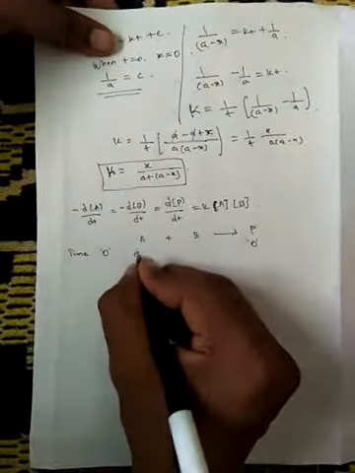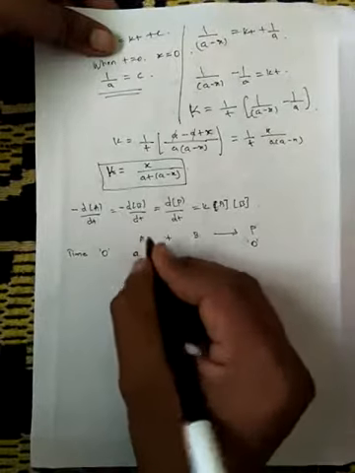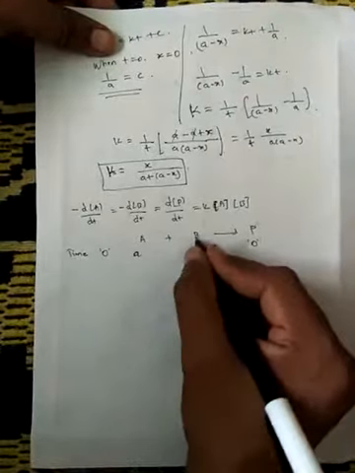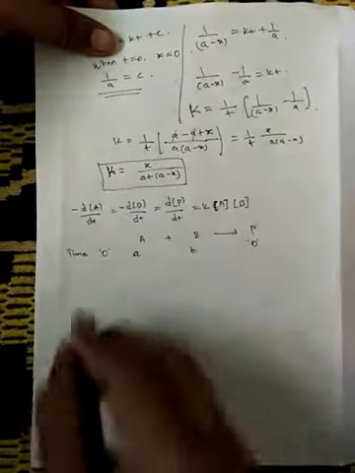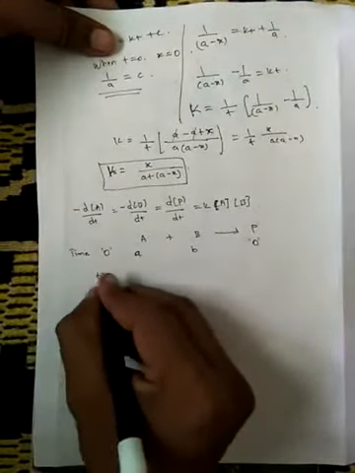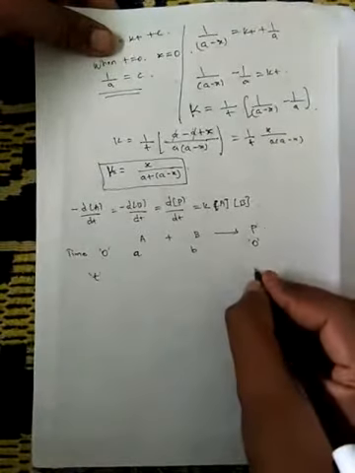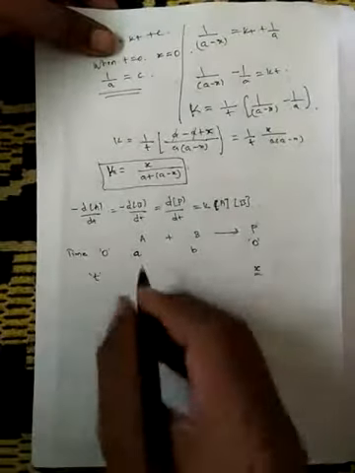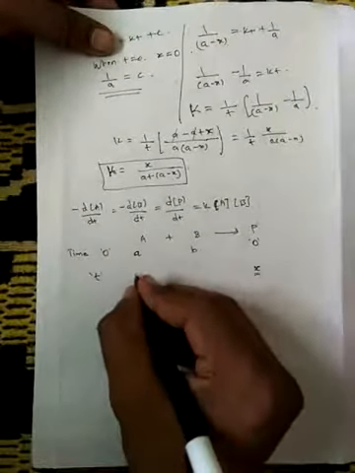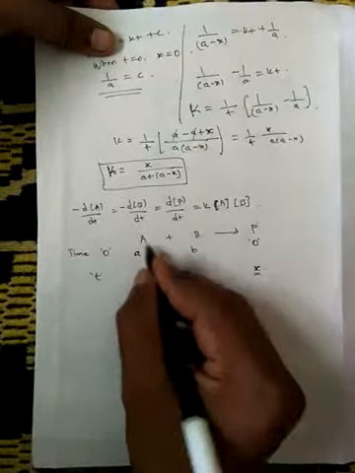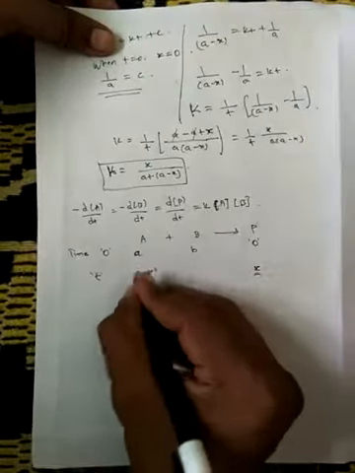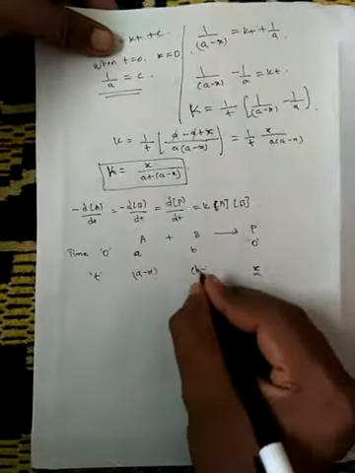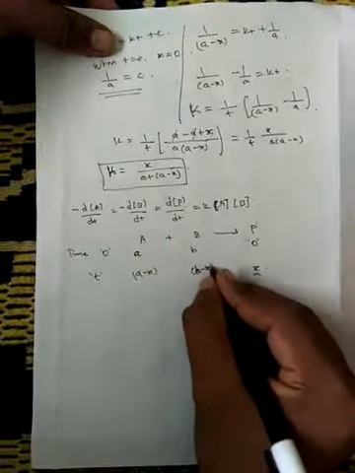Let me take the initial concentration, that the concentration of A is a mole per liter, and the concentration of B is b mole per liter. At time t, after some time, let me assume x mole per liter of product is formed. Then the unreacted A will be a minus x, and the unreacted B will be b minus x.